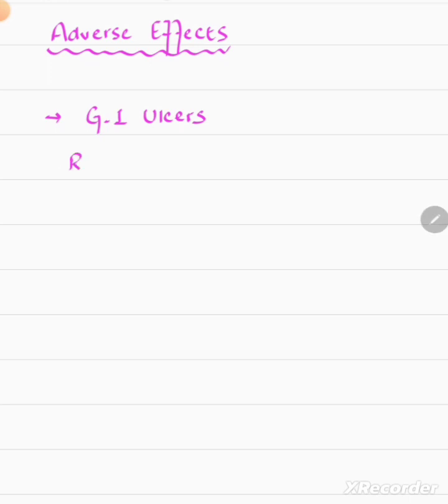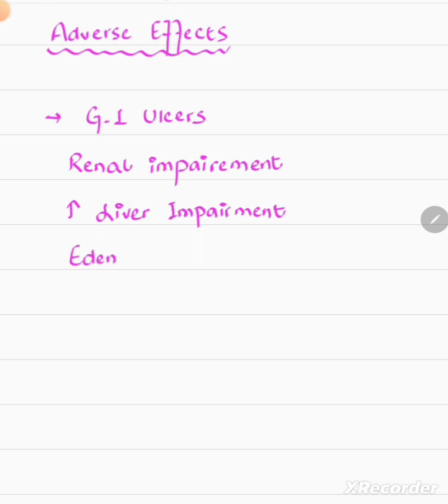It can cause renal impairment in the body, and patients who already have any degree of renal impairment are more prone to this adverse effect. It can increase the liver enzymes, the aminotransferases that are the biomarker of liver toxicity. It can also worsen the edema in patients with heart failure. So these are the most common adverse effects that are seen with diclofenac, and we should always keep them in mind while prescribing the drug to any patient.